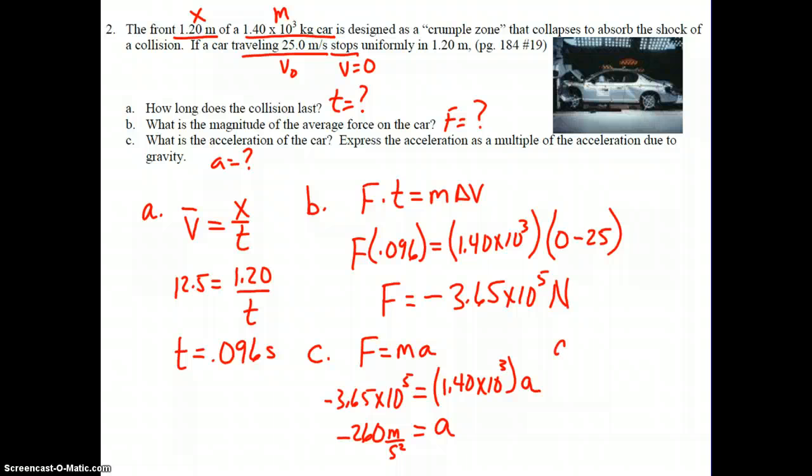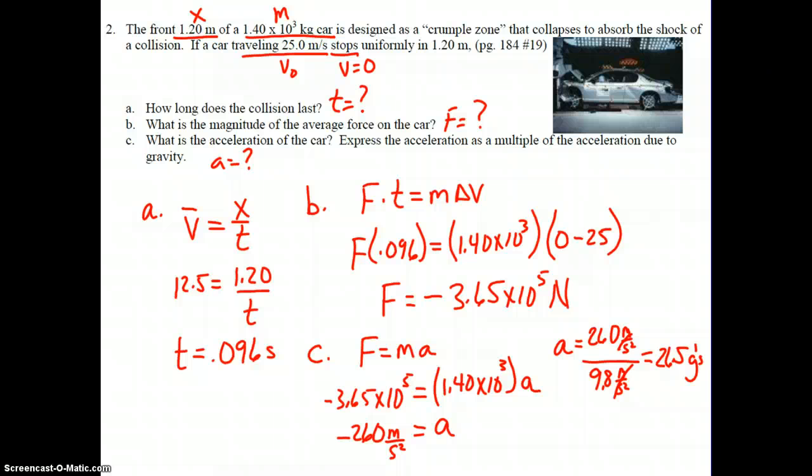To do that, all we would do is take our answer and divide by the acceleration due to gravity. What we get here is 26.5 Gs. The reason they're having you do that is to gain appreciation for the stress on the human body: during that collision, the body will experience a force that is 26.5 times the weight of the body itself. It really is amazing that we, as human beings, can survive that kind of thing.